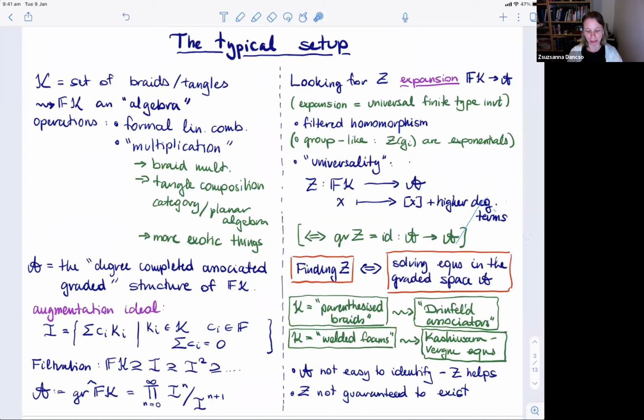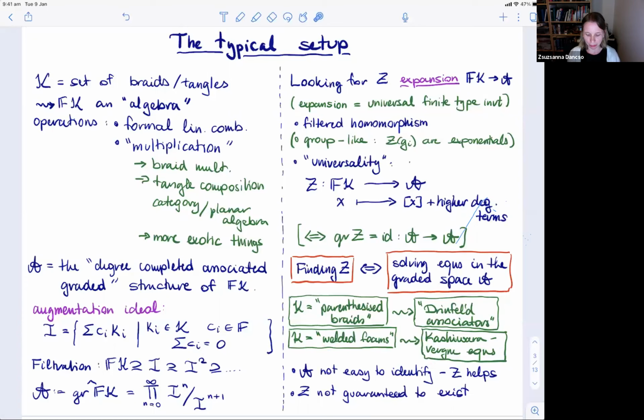Yeah, so, what will be the focus later on in this talk is this space of welded foams. This is a four-dimensional creature, kind of a four-dimensional generalization of tangles. And for those, homomorphic expansions, I keep saying homomorphic expansions because that's the term that Dror and I use, lead to the Kashiwara-Vergne equations, which I'll tell you about also briefly.